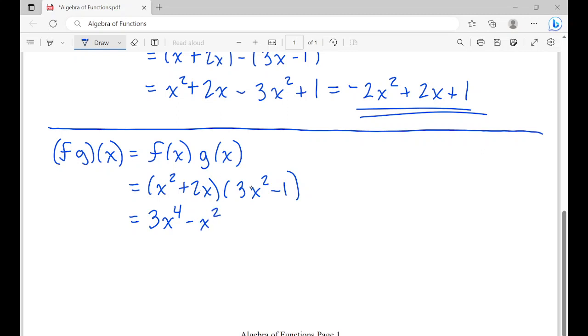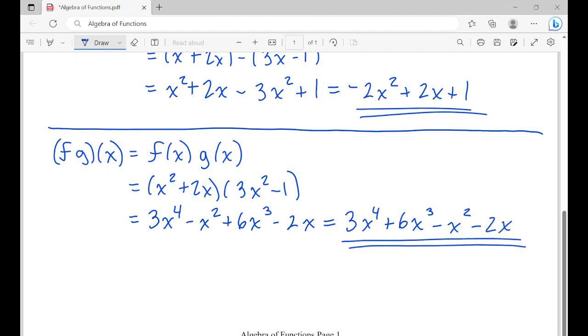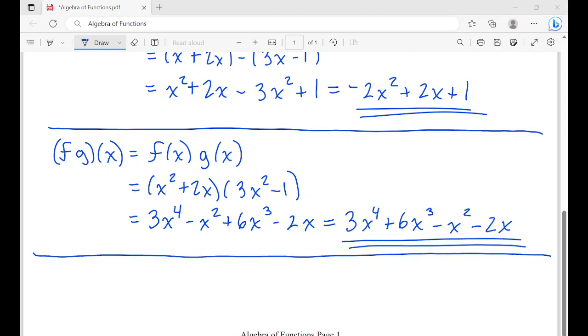Then 2x times 3x squared is going to give us 6x cubed. And then 2x times negative 1 is negative 2x. And this is our answer, but it's kind of in the wrong order, so we can just rewrite it in the correct descending order. So 3x to the fourth plus 6x cubed minus x squared minus 2x. And there is f times g of x.